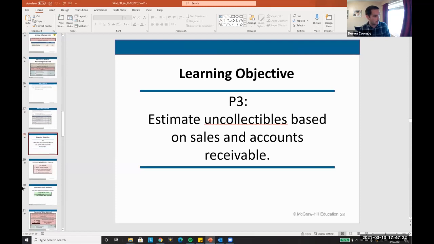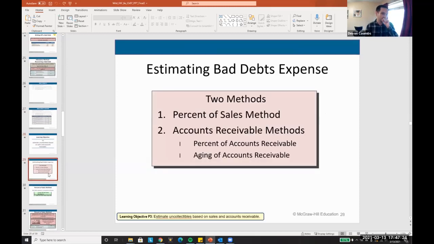That we'll go over how we make the estimates. So there's two methods, but they're really three methods. The two concepts are the percent of sales method and the accounts receivable method. Think of this as a branch, right? We have the direct write-off method here, then we have the allowance methods. In the allowance methods, we can use the percent of sales method or the accounts receivable method.